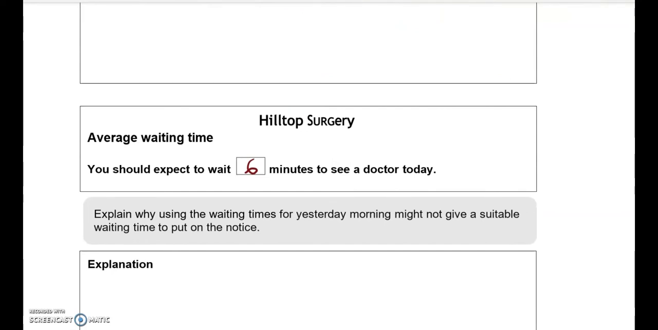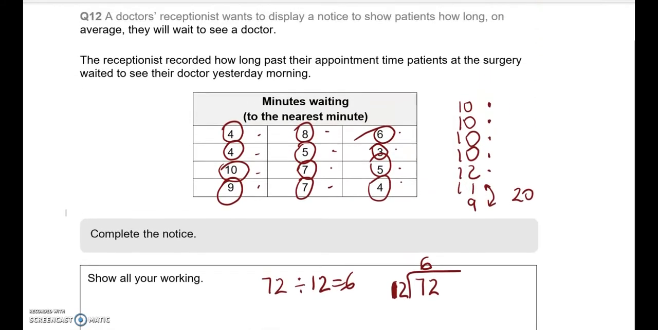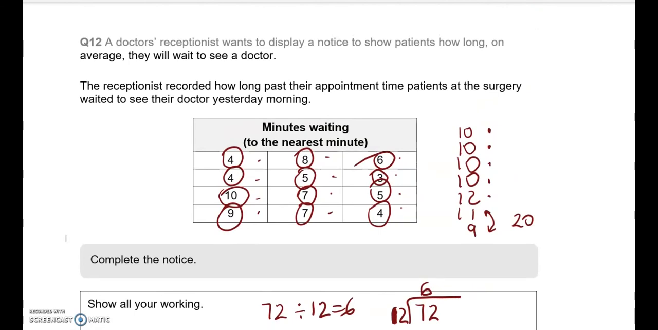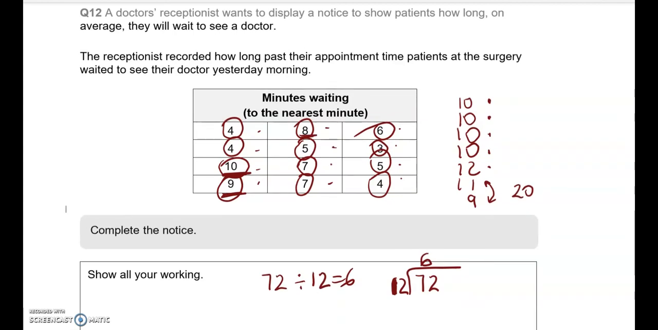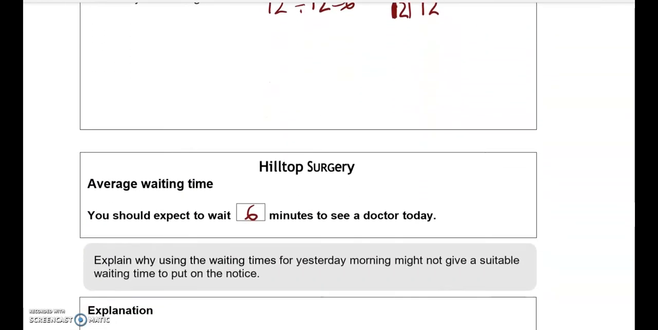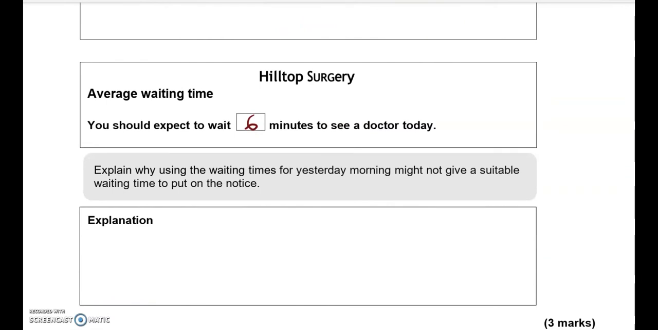Explain why using the waiting times for yesterday morning might not give a suitable waiting time to put on the notice. We will have a look at the data again. Although most of the time the waiting time is not very long, for yesterday morning we've got these numbers which are quite high, like 10 and 9 and that 8, which increase the average. All these outliers.